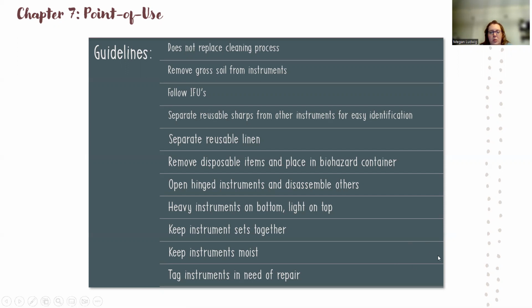And again, keep instruments moist. Don't give that biofilm a chance to form. And then also during the point of use and decontam, you're going to tag instruments in need of repair. So if the surg tech in the procedure is upstairs and notices throughout the whole case that these scissors didn't cut well, or the surgeon complained these scissors aren't cutting right, instead of just sending them back down with nothing, they're supposed to put a little tag on it to make sure that they maybe get sharpened or sent to the instrument repair tech or something.